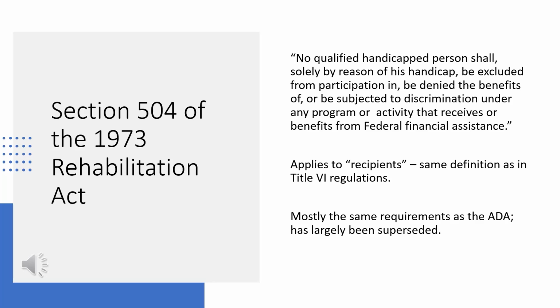So to begin, Section 504 of the 1973 Rehabilitation Act. I've read this language a time or two now throughout the 4 modules in this training, so I won't read the top section again. Section 504 does apply to recipients and uses very similar language as the Title VI regulations. And again, as I've said a couple of times, it's been mostly superseded by the ADA. It had a lot of the same requirements as the ADA for local agencies.